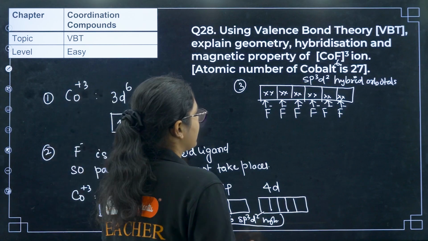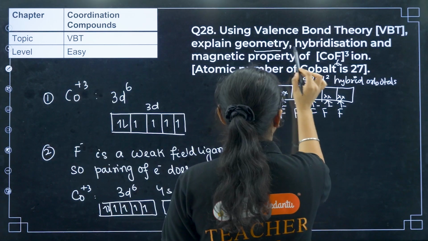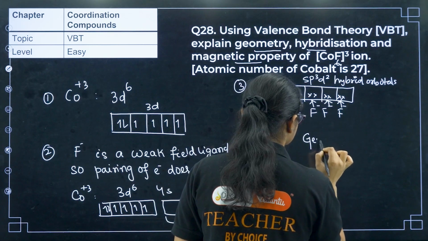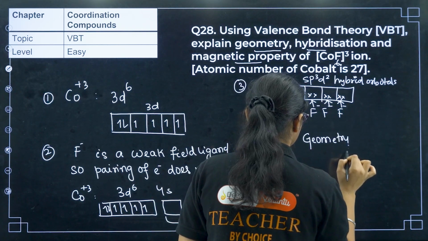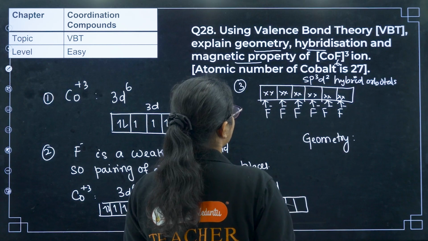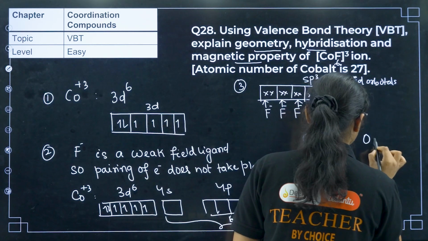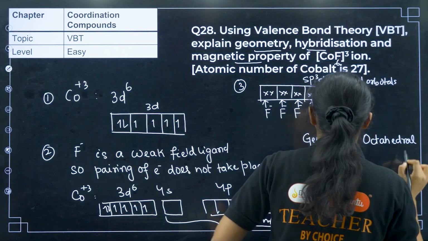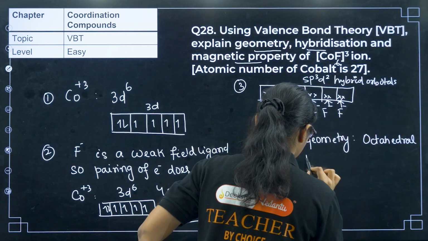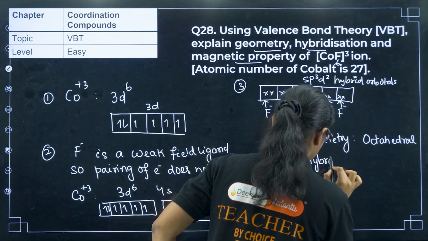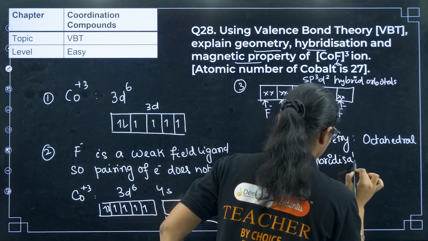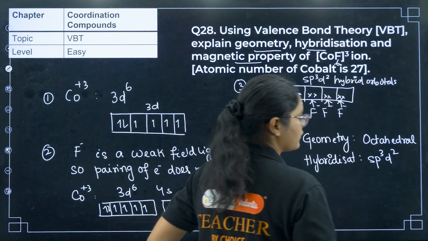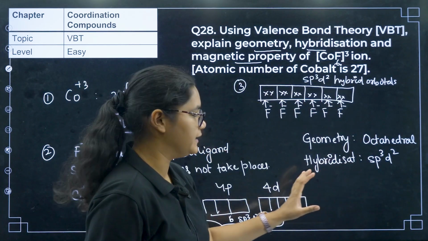Now what we can write? Next thing, the question is asking about geometry, hybridization and magnetic property. So I have geometry here. Geometry will be what? Geometry is octahedral. Why? Because its coordination number is 6. Then we have hybridization. Hybridization is sp3d2.